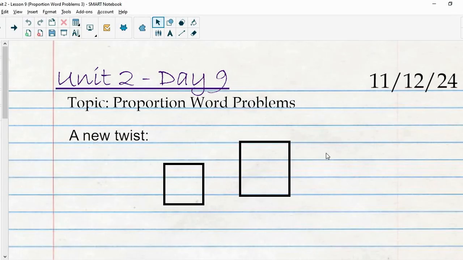Write this down, all right? This should be Tuesday after our 3 day weekend. So write this down. Unit 2, day 9, all right? Press pause, copy everything, okay? These two are rectangles. One is smaller in size than the other, okay?